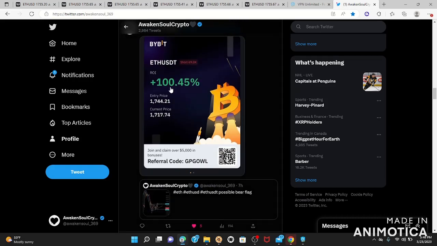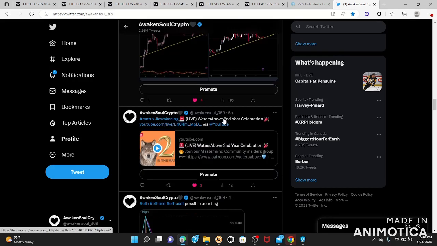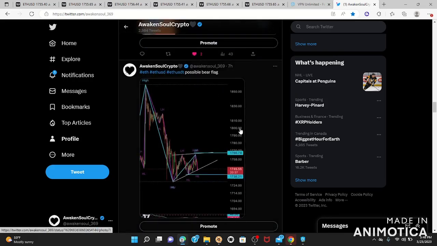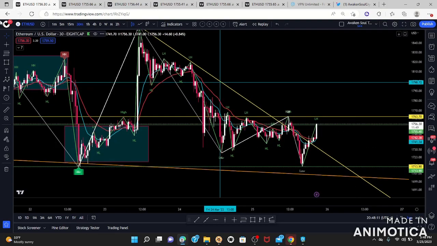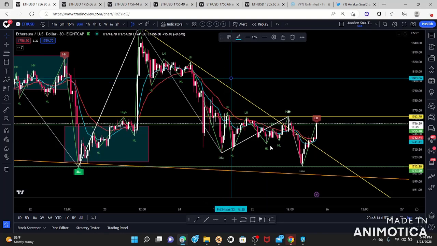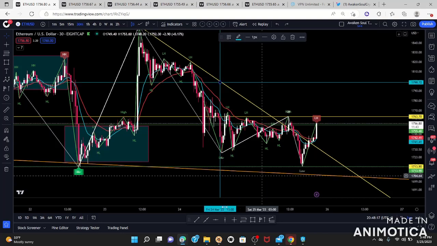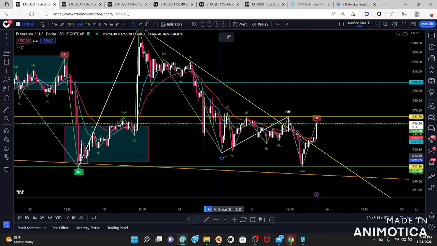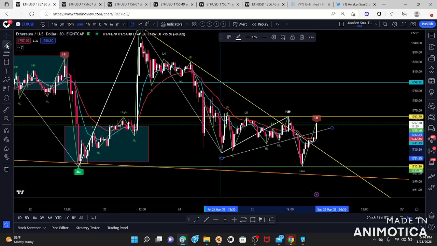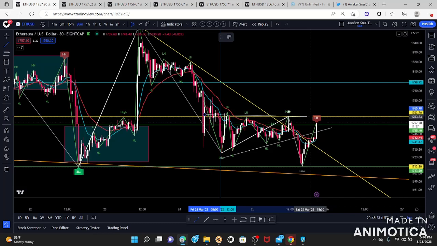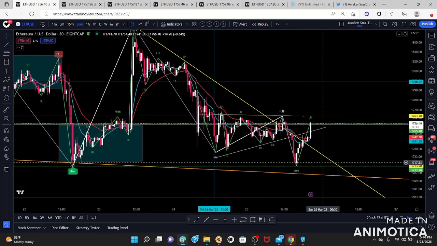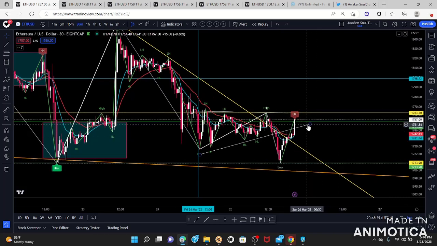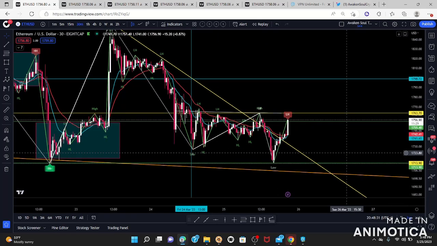I did share my setup for the bear flag that was playing on Ethereum. It's important for you to understand that once one pattern is validated or invalidated, another pattern takes place. So this was the bear flag. It came down, I took some profits, and now we're back to the upside, right?